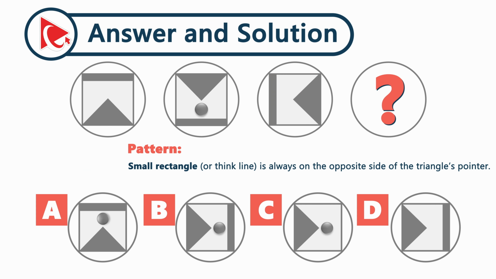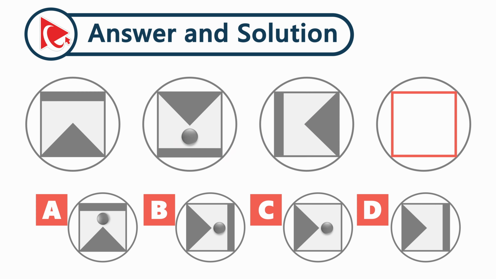Knowing these patterns, let's construct the target shape. The target shape should have a small circle, it should have a triangle at 9 o'clock, and the rectangle should be on the opposite side of the triangle's pointer. Do you think we can unlock enchanted door now? I think you've got it. The correct answer here is choice B.